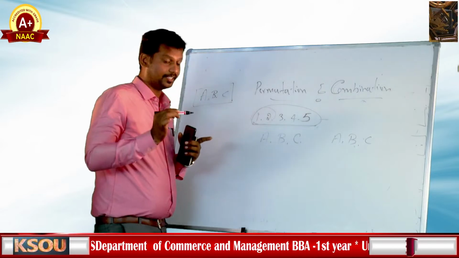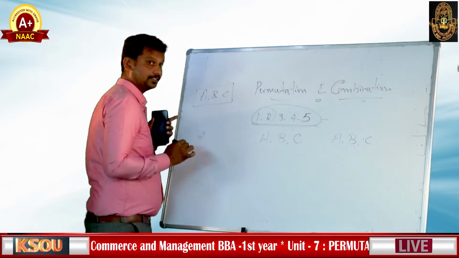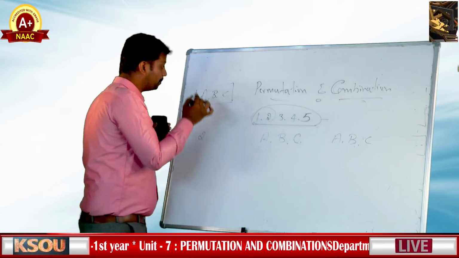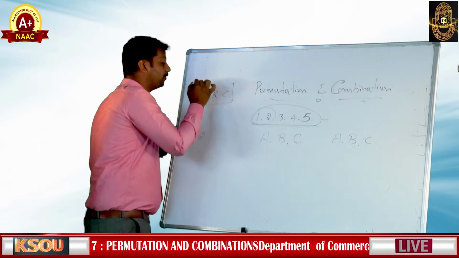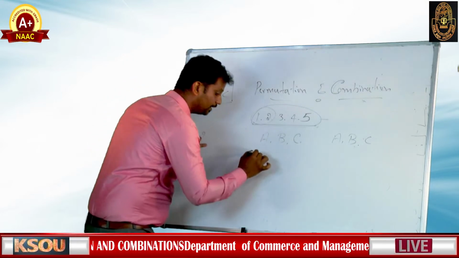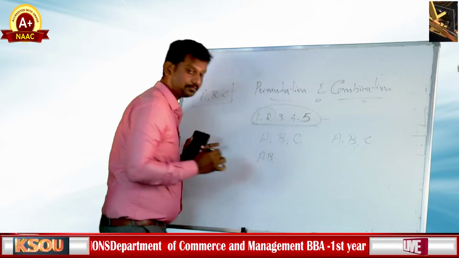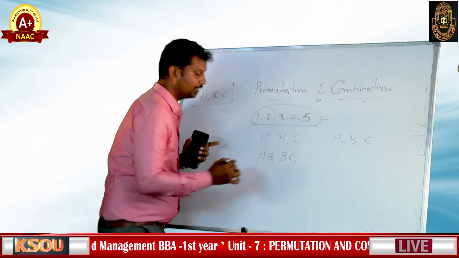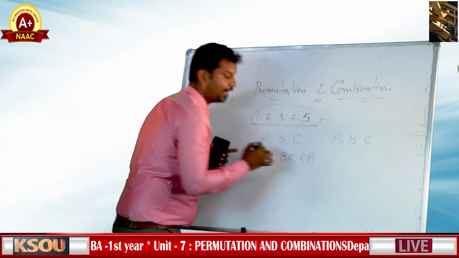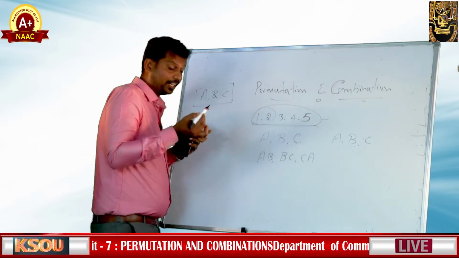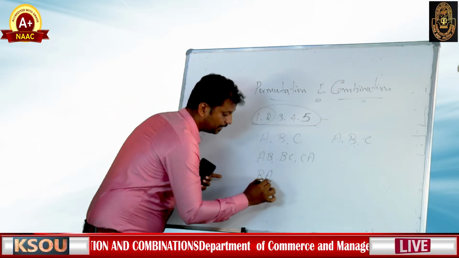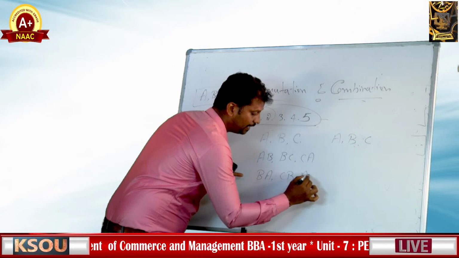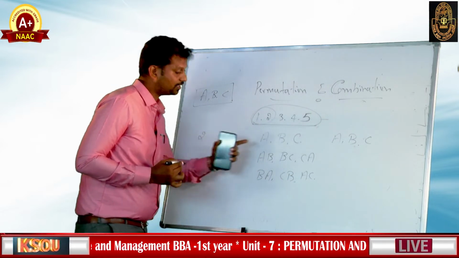Then come to the second one, selection of two elements or arrangement of two elements. In the permutation, the arrangement of two elements out of A, B, C. We can arrange A, B. It is possible. We can write B, C. Then we can also write C, A. Then we can also arrange B, A, C, B, A, C. So this is the arrangement.